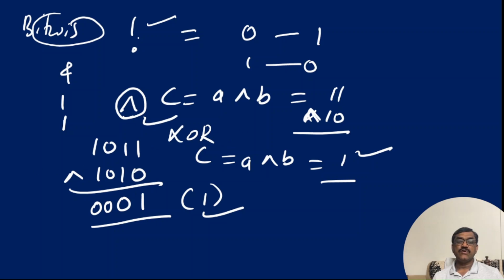After bitwise exclusive OR, we are moving to the next operation, bitwise left shift. We call it bitwise left shift.